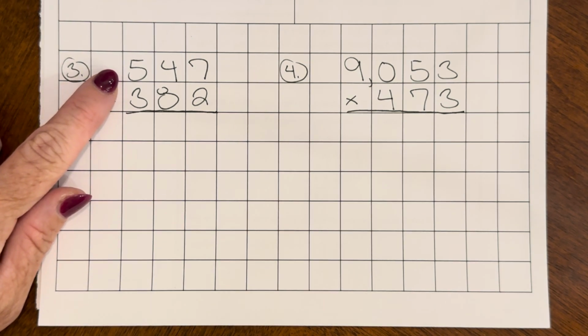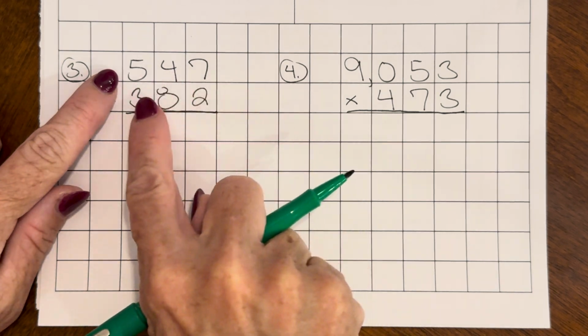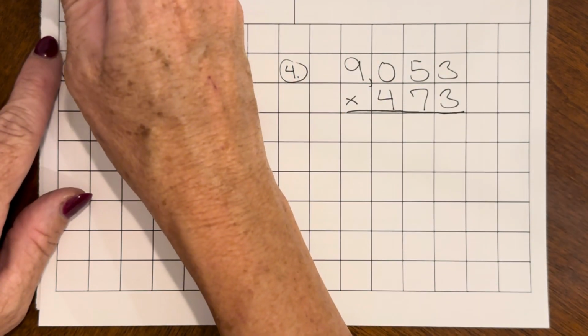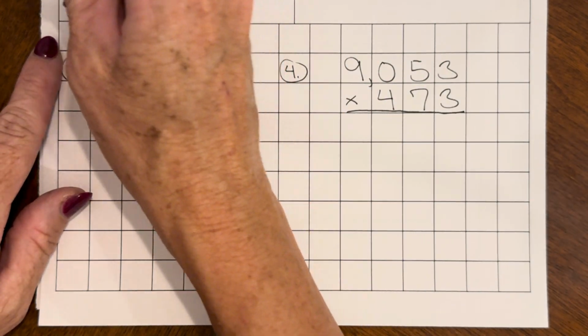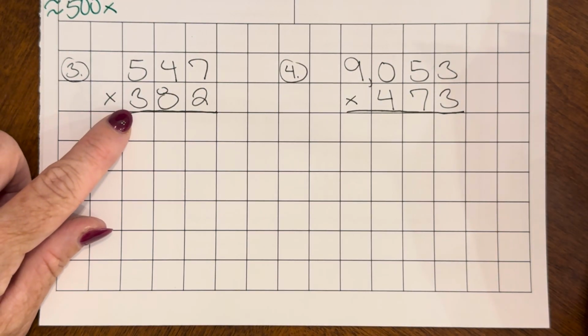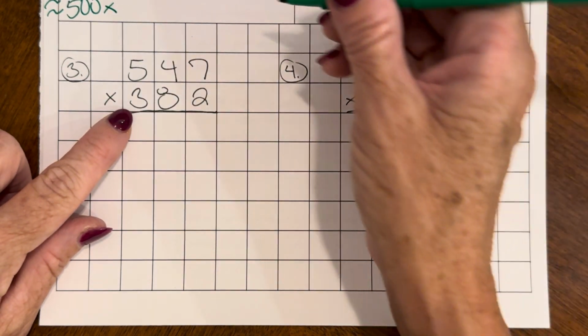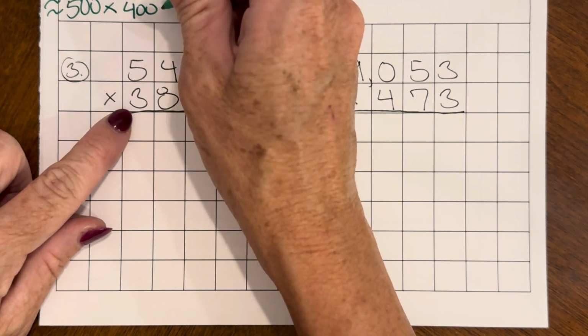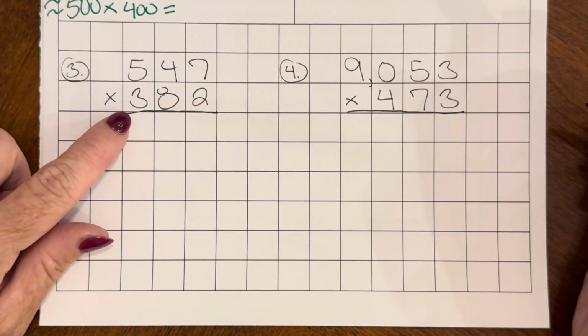547, even though it's kind of right in the middle, close to 500, 600, it is still closer to 500. So let's say it's about 500. And 382 is closer to 400. So let's say it's about 400.